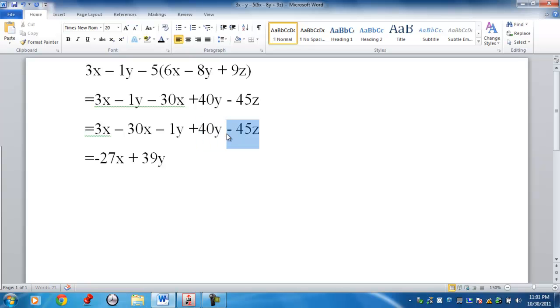And then you'll have 45z left over. We look at all three terms. We have 3 terms left. These 3 terms are considered unlike terms. In order to have like terms to combine together, they've got to have the same variable, same exponent. Since all 3 of these terms have different variables, therefore we cannot combine them together.